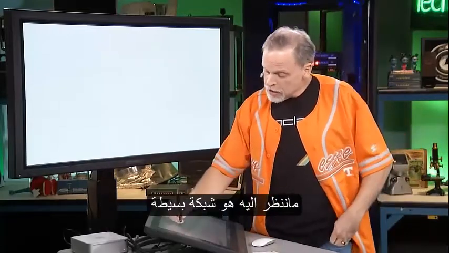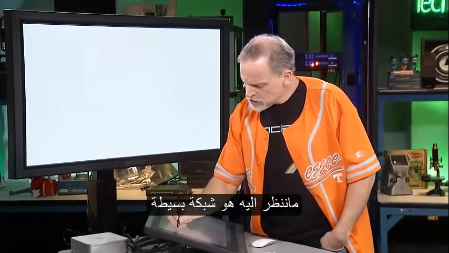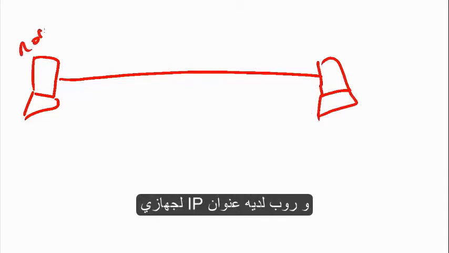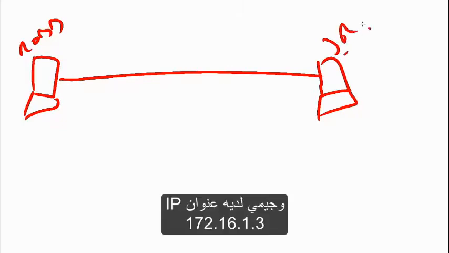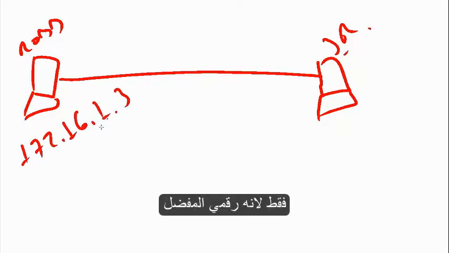What you're looking at is a very simple type of network. If I've got two machines here and they want to communicate, let's say that this is Rob, and Rob has the IP address of my machine. So this is me, Jimmy Ray. And he says Jimmy Ray's IP address is 172.16.1.3, because 3 is my favorite number.